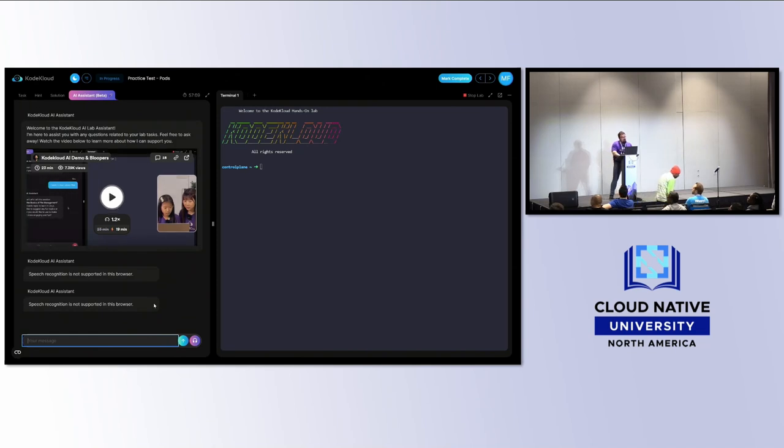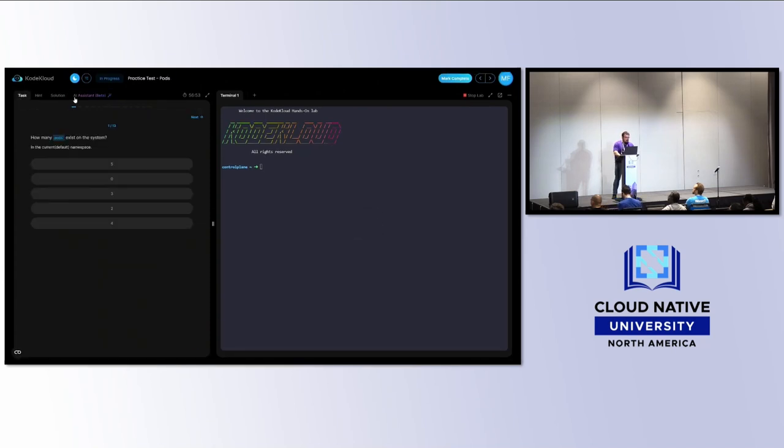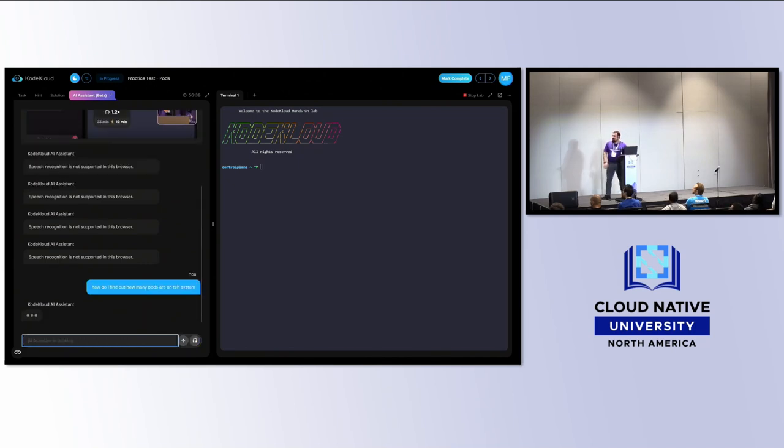So, all right. What I would normally do is hit the little icon here, and it would open the mic. And what I would say is, how do I find out, assuming I can type, how many pods are on the system? I'm even going to misspell it. Let's just see what happens. That's what I would say verbally, by the way.